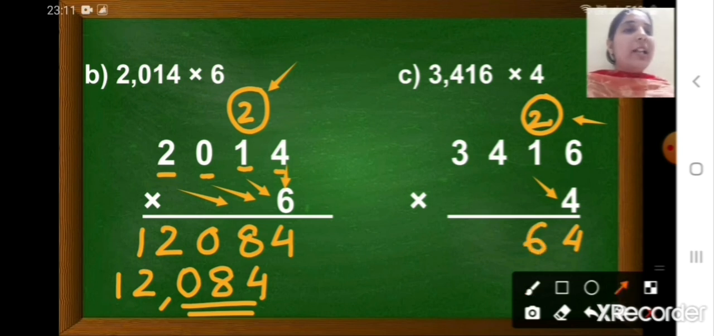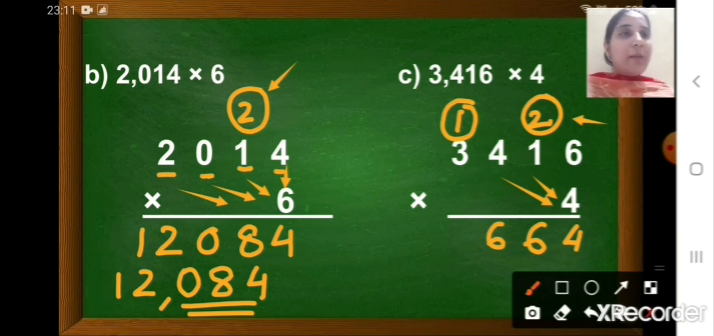Now we will multiply the digit at the hundreds place by 4. So there you can see 4 4s are 16. And there is no carried over digit, so we will just write here 6. And 1 will be carried over to the thousands place.